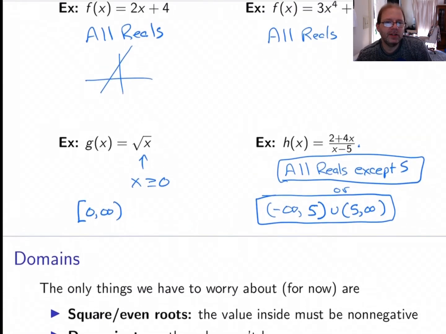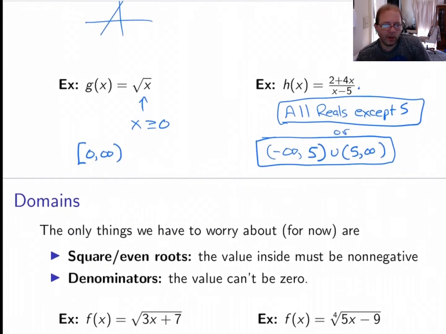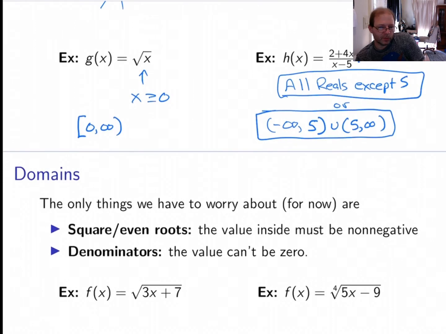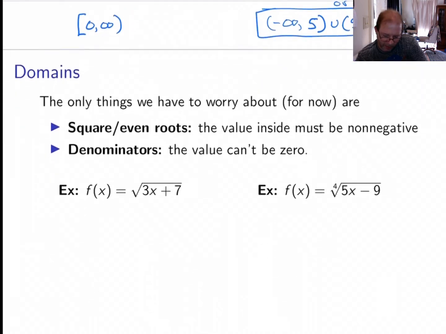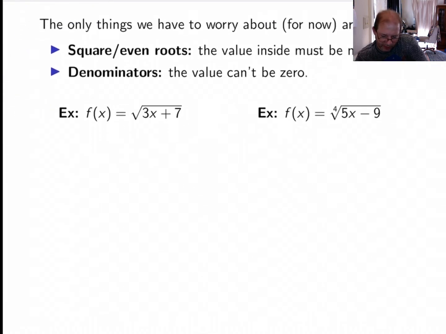All right, so these examples kind of showed us something. The only thing we have to worry about for now when we're trying to find the domain of some function is square roots, or actually any even root. The value inside has to be non-negative, and for denominators, the value can't be 0. So let's find the domain of these two guys here.